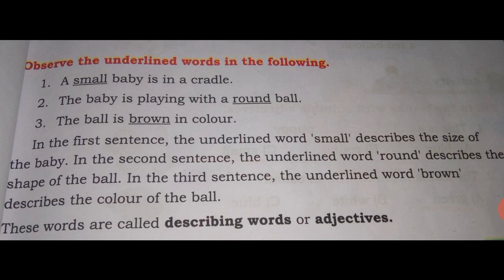So these words are called describing words or adjectives. Small, round, brown, red, small, big. These are called describing words. Describing words are also known as adjectives. What is that word? Adjectives. Adjective words are nothing but the describing words.